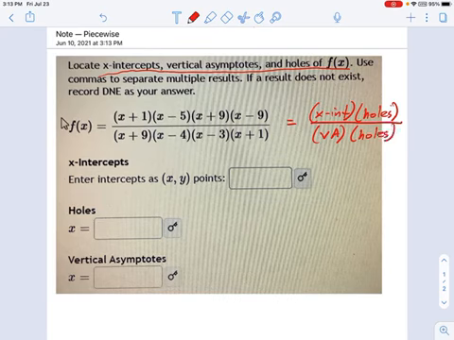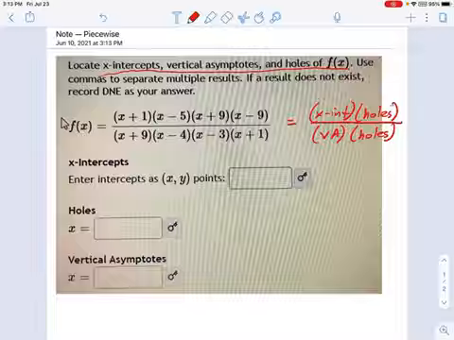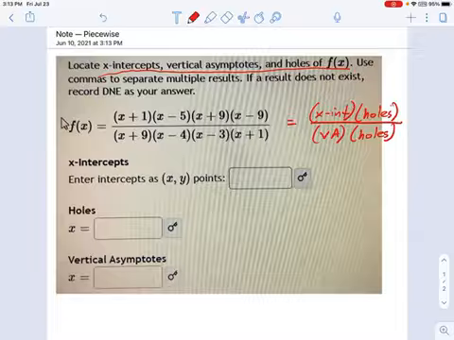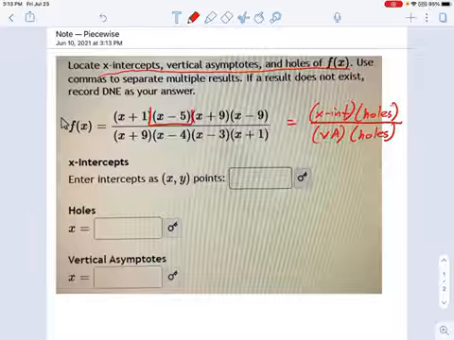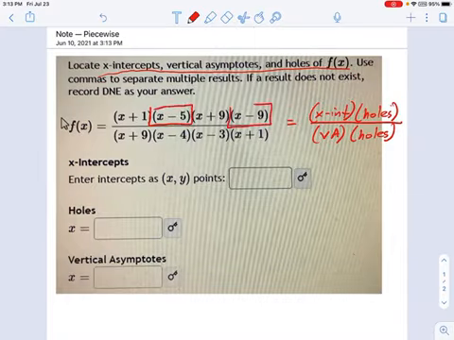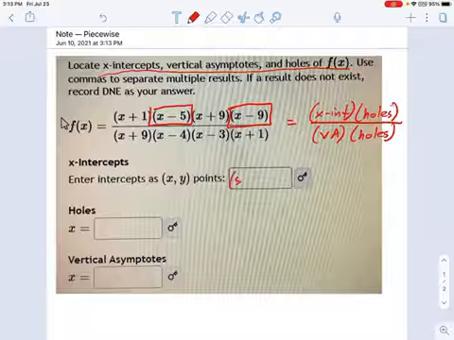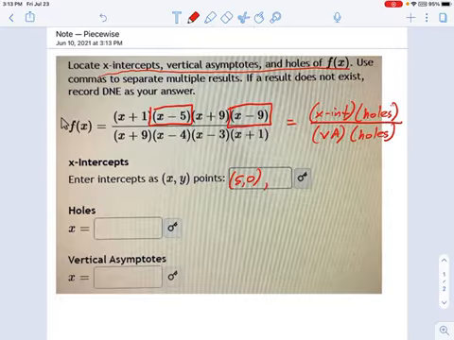So let's just go through here and figure out what our x-intercepts are. I'll circle the x-intercepts in red right now. Let's see. These are things that are on the top but not on the bottom. So I'm not going to choose x plus 1 because it's also on the bottom. But x minus 5 is an x-intercept, and x minus 9 is an x-intercept. So my x-intercepts are going to be (5, 0) and (9, 0). Okay, those are my x-intercepts.